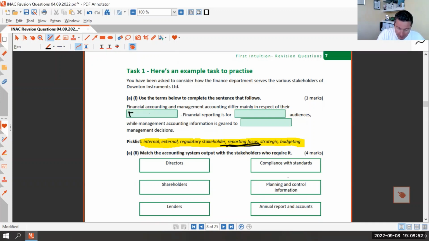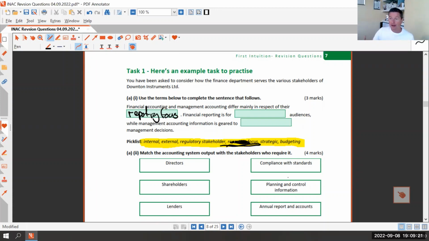Now, forgive me, I'm trying to write with a big fat pen on an electronic screen. You will get drop-down boxes. Then you've got financial reporting is geared towards something audiences, management accounting is geared towards management decisions. So we've got reporting focus, and we've got internal, external, regulatory, stakeholder, strategic, and budgeting.